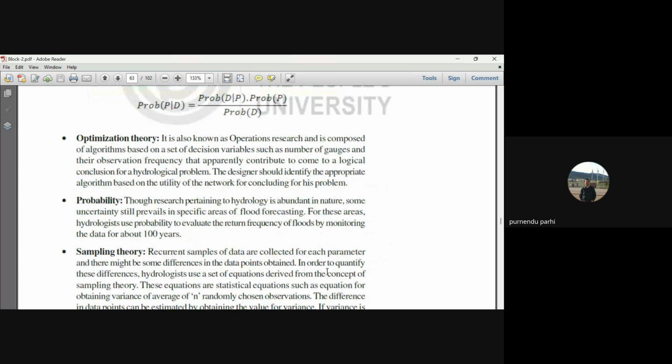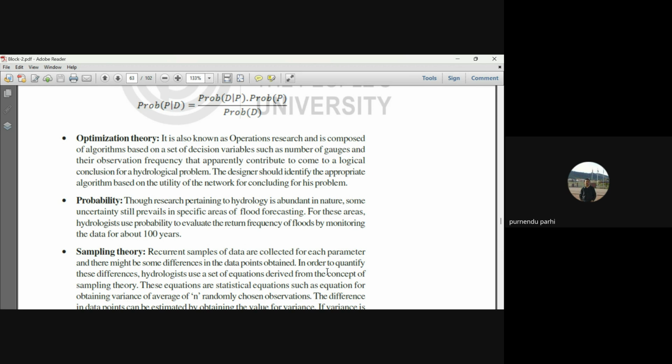Then optimization theory. It is also known as operation research and is composed of algorithms based on a set of decision variables, such as number of gauges and their observation frequency, that apparently contribute to come to a logical conclusion for a hydrological problem. Then probability.